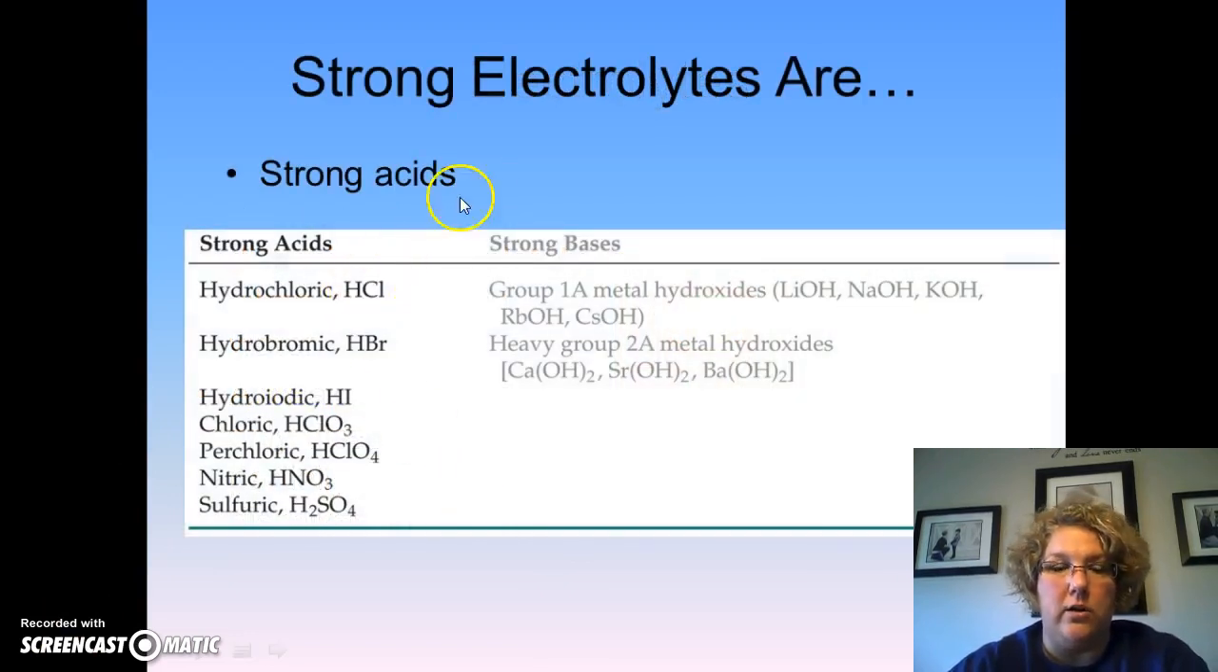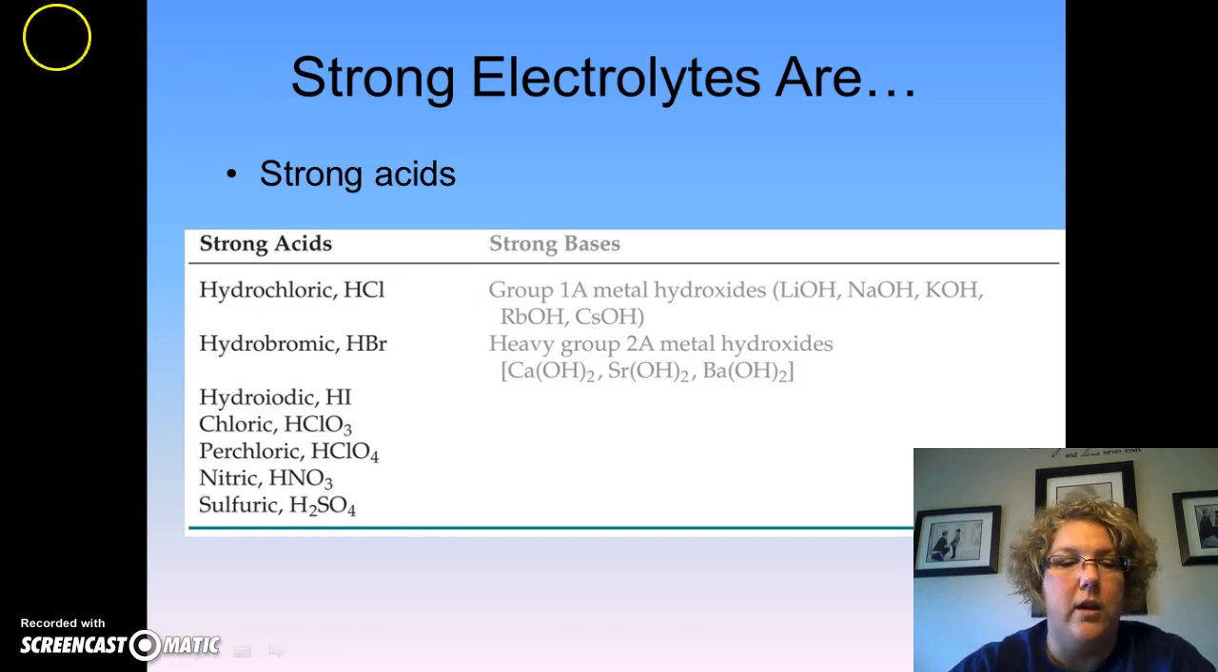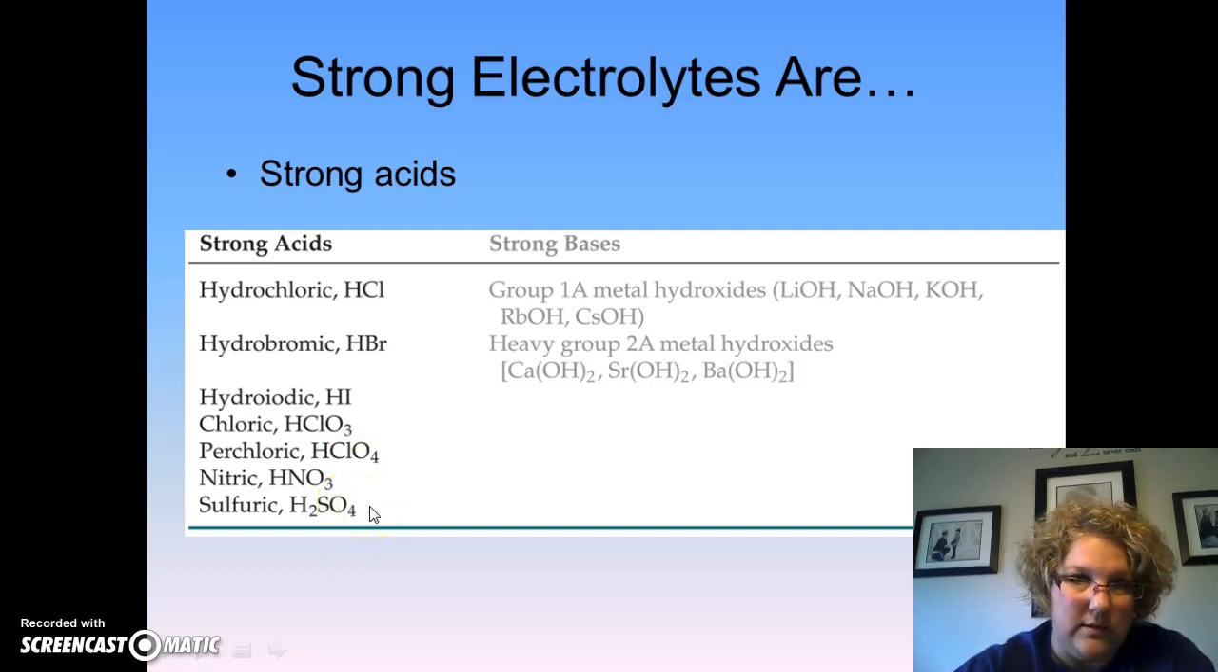All right, so here are the 7 strong acids, HCl, HBr, and HI. Now, you might notice HF is missing. HF is not a strong acid because it doesn't completely dissociate in water. Now, it's a terrible acid to get on you because it reacts violently with your bones, but it does not completely dissociate in water, so it is not considered a strong acid. So we've got our halogen acids except for HF, that's weak. And then these guys, hydrochloric and perchloric, those are strong acids. Nitric and sulfuric, those are also strong acids.